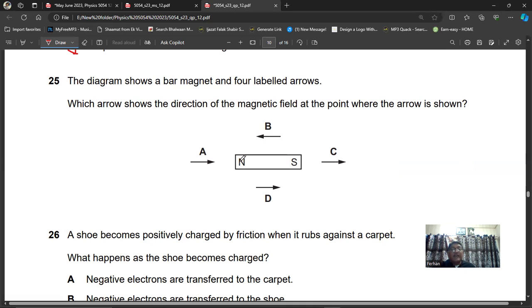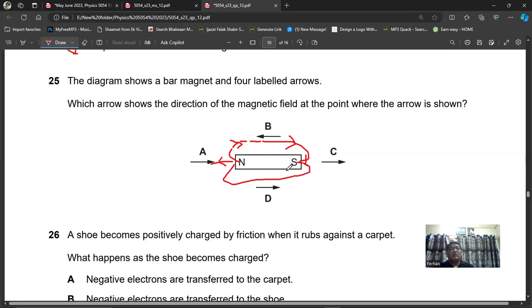Okay, the magnetic lines will be coming out of the north and going into the south. So they are going in this direction, okay? So this arrow from here, they are coming out. The A is wrong, B is wrong. Here they are going in, so C is also wrong.